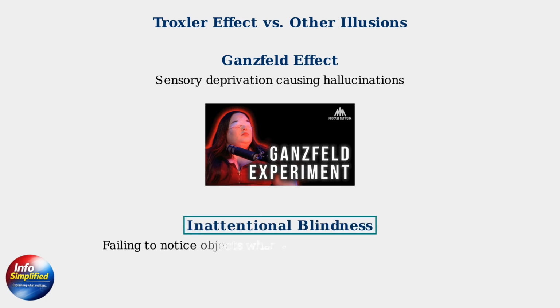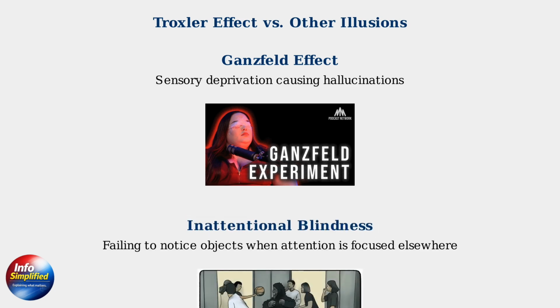Another related illusion is inattentional blindness, where people fail to notice an obvious object or event because their attention is directed elsewhere. This demonstrates how selective focus can filter out important information from our awareness. Together, these illusions, including the Troxler effect, highlight that perception is not a passive recording of the world, but an active construction by the brain, heavily shaped by attention, context, and expectations.